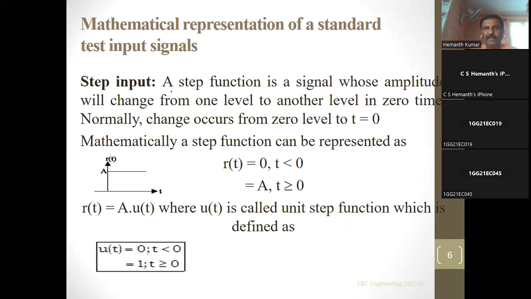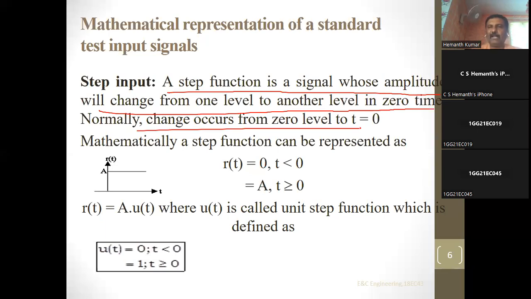Now, what is step input? It is a function. A step function is a signal whose amplitude will change from one level to another level in zero time. Normally, the change occurs from zero level at t equal to 0. Is it okay? And mathematically, how do I represent that step input, T versus R of T? And this is the amplitude of the signal. Now, how about the amplitude of the signal? It has been indicated by A. For unit step input, that A becomes 1. That difference you need to understand clearly.